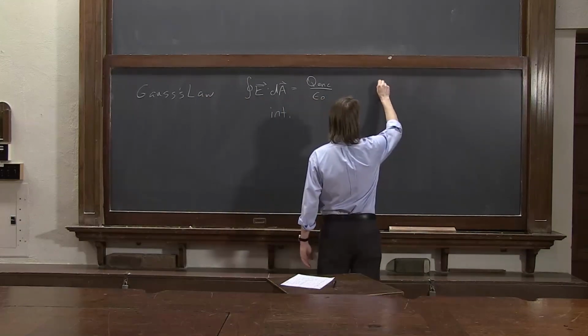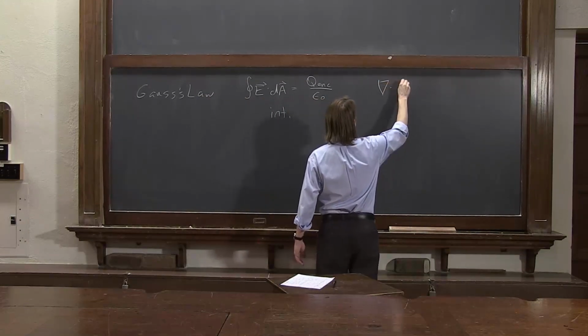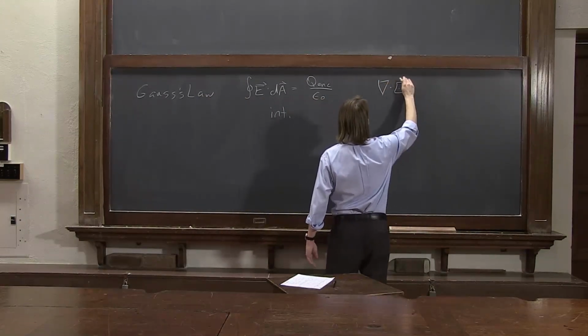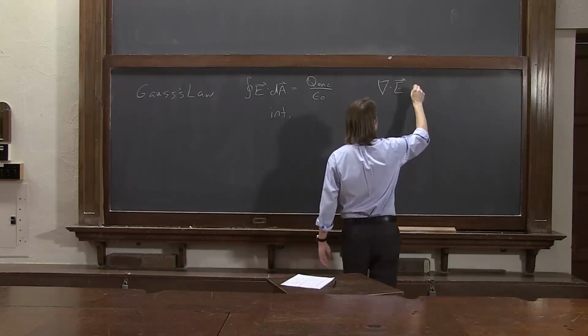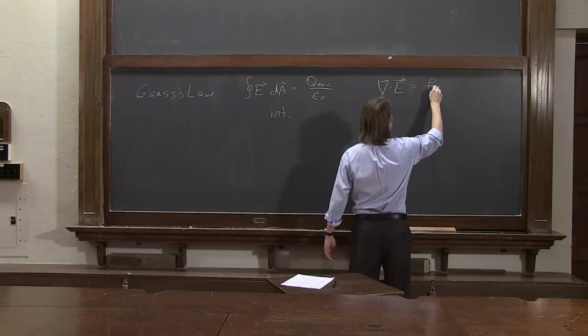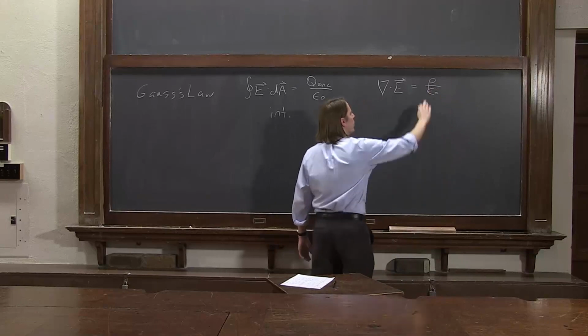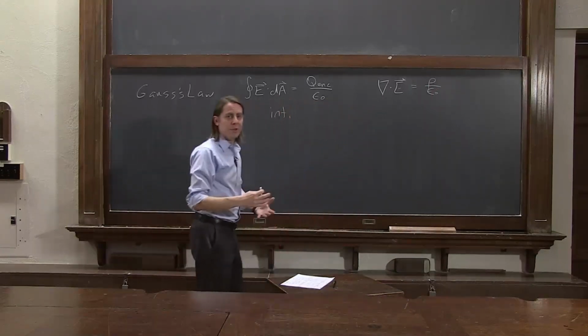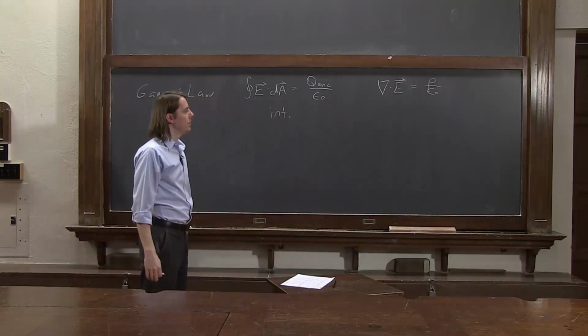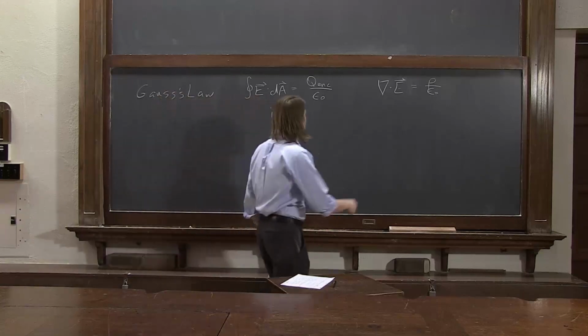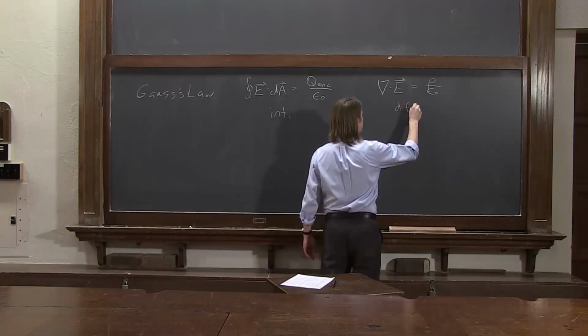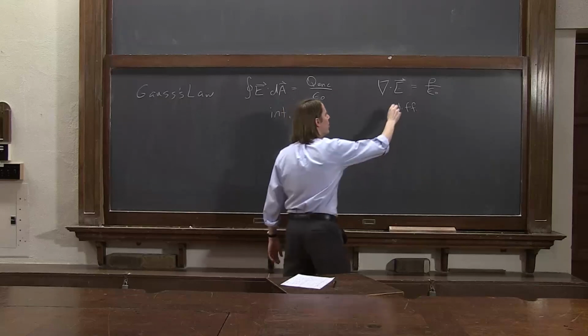And then we also showed, through the use of the divergence theorem, that the divergence of the E field, del dot E, is equal to rho over epsilon naught, where rho needs to be a continuous charge distribution in space. This is the differential form. And they really are the same thing.